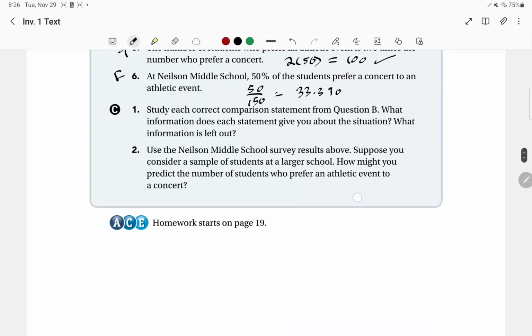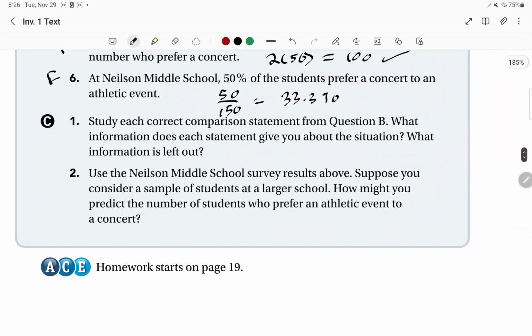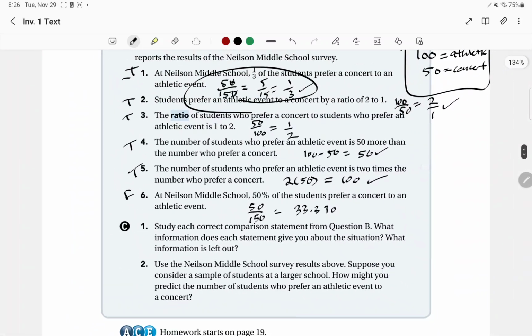Now let's take a look at part C. So study each correct comparison statement. So up here, from B, what information does each statement give you about the situation? So this is very similar to what we looked at at the beginning. What information does it give me? And then what information is left out?